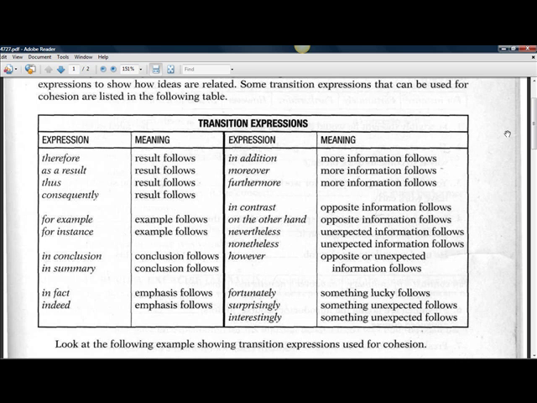Okay. Then we come up to the expression here, more information follows. In addition is además. Moreover could be además or es más, and furthermore would be es más. Okay, then we come down to the opposite information follows, in contrast. In contraste. On the other hand, en otra mano.